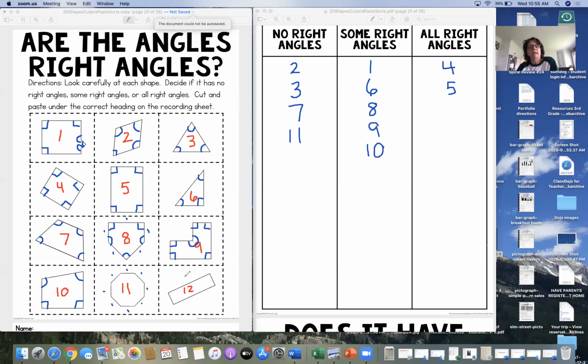And then last but not least, we're back to another 4-sided polygon. A quadrilateral has a special name. It is called a rectangle, and rectangles have 4 right angles. So number 12, we can draw 4 square corners in for the 4 right angles, and we would put number 12 in the column labeled all right angles.